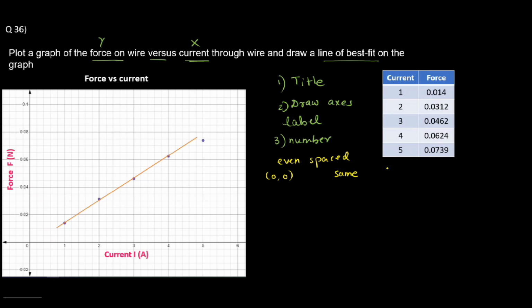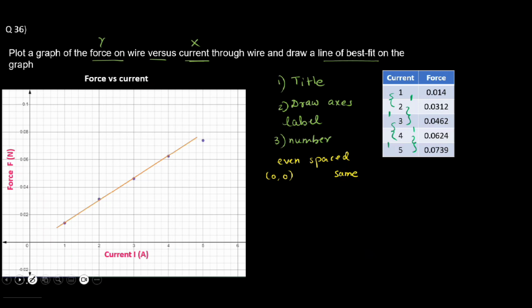So let's check our readings. The current here is very simple to plot because the difference between the consecutive numbers in current is the same. When I take a difference of 2 and 1, it will give me 1. 3 and 2 will also be 1. 4 minus 3 will also be 1. And 5 minus 4 will also be 1. The difference between two consecutive numbers in current is the same. So when I'm writing the numbers on my x-axis, I can write them directly. The numbers on the x-axis will be starting from 0, 1, 2, 3, 4, 5, and so on.